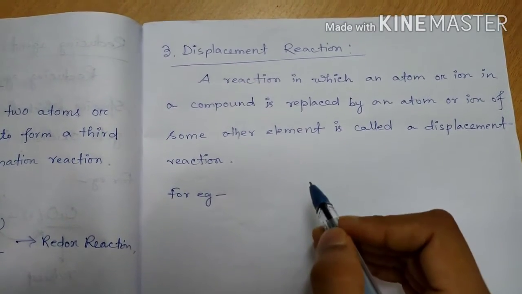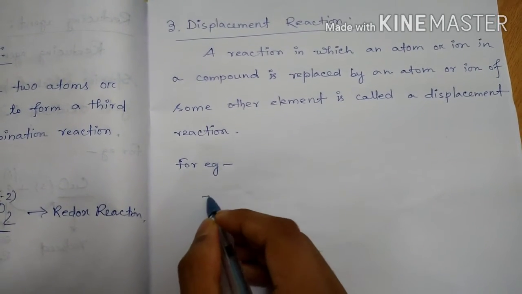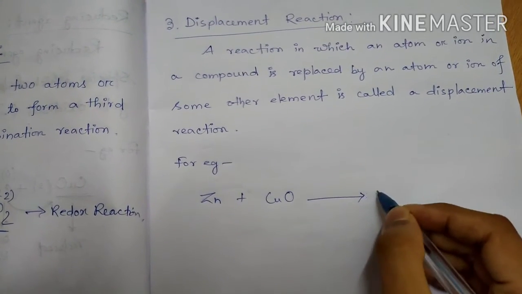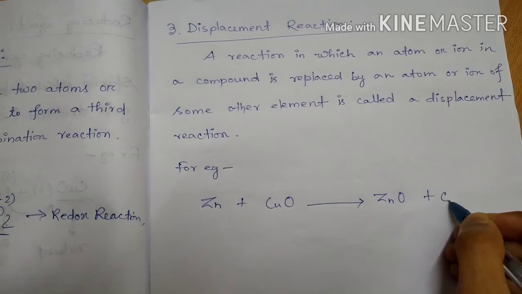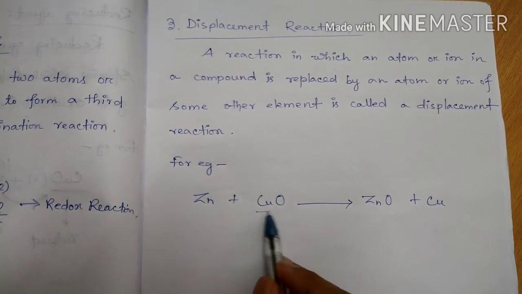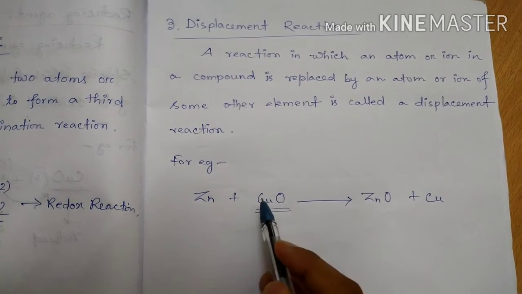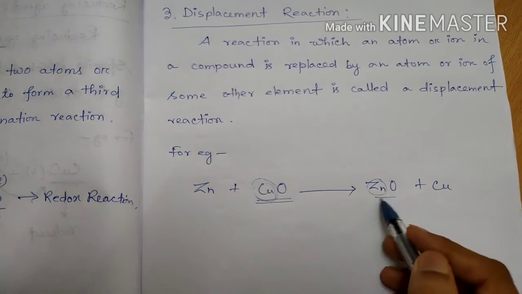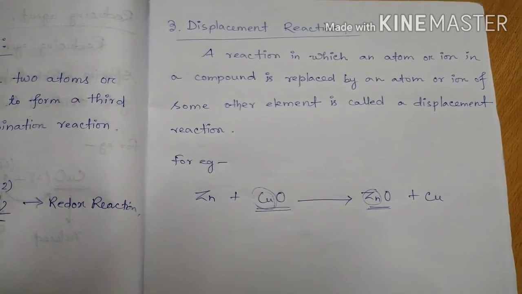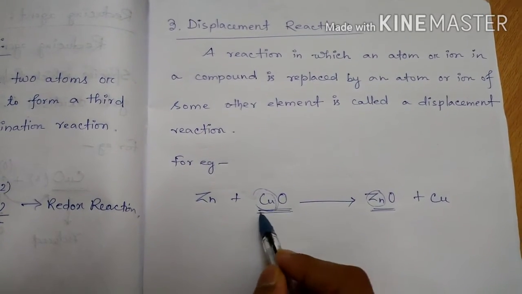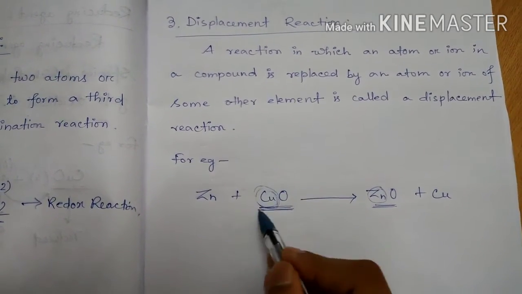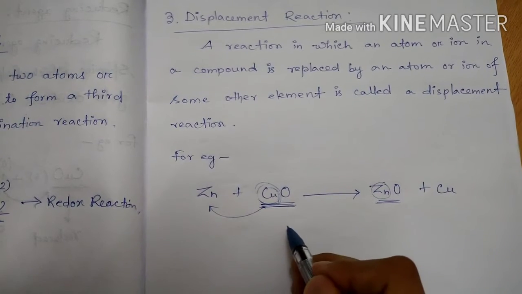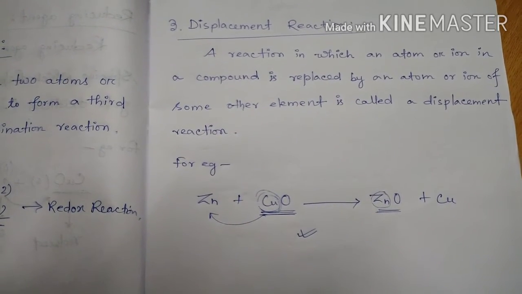Okay, so now let us take one example. If we take zinc plus copper oxide gives us zinc oxide plus copper. You see here, in this compound, this copper has been replaced by zinc in the product form. You see oxygen remains the same. So in this compound, this copper atom has been replaced by this zinc atom. So that's why this reaction will be called a displacement reaction.